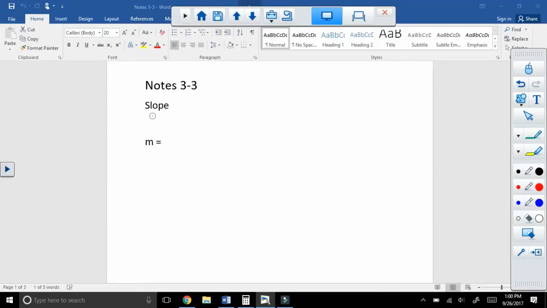Here we go with 3-3. This section here is all about slope. And if you remember from Algebra 1, the slope is the steepness of the line. And you can describe slope by saying the rise compared to the run, or the rise over run.